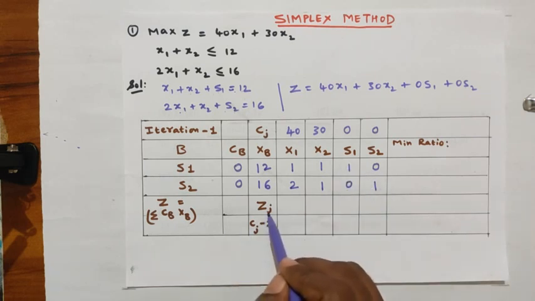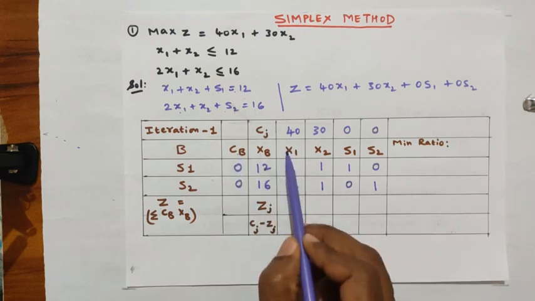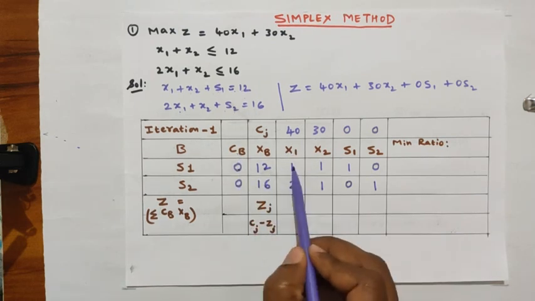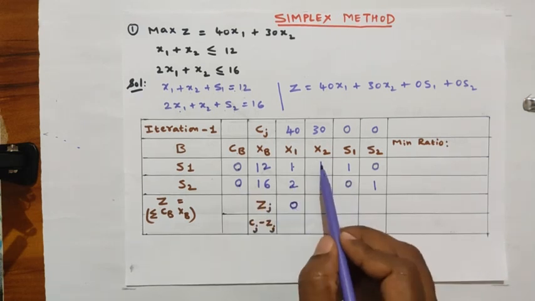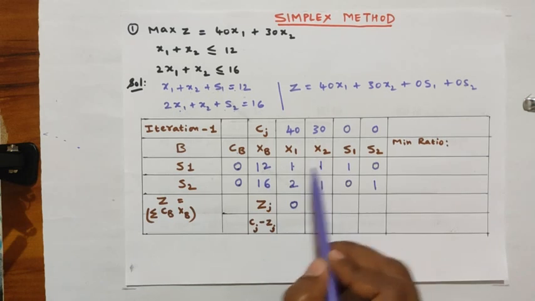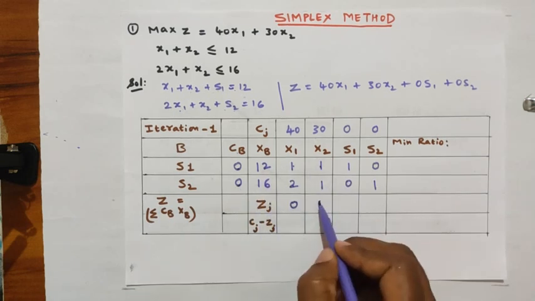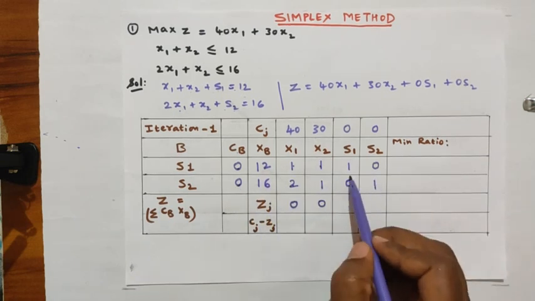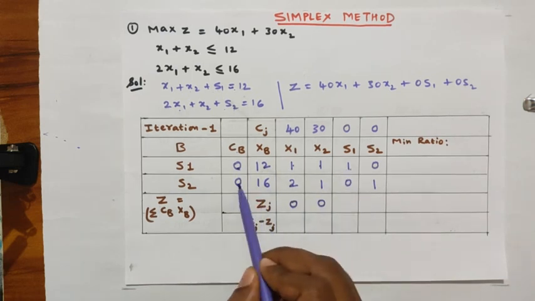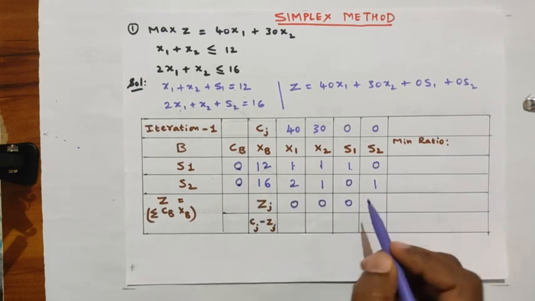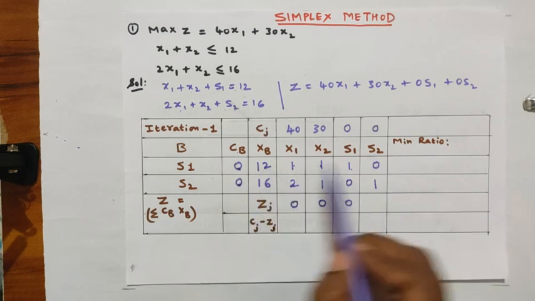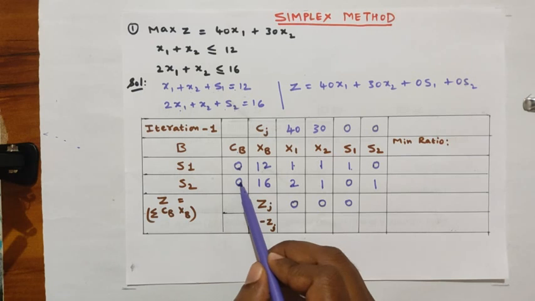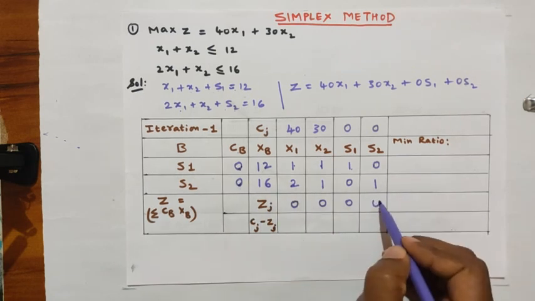And here zj is there. Zj means it is the product of cb and the column. Here 0 into 1 plus 0 into 2, the answer is 0. Similarly, for the next column, 0 into 1 plus 0 into 1, here also the answer is 0. For S1 column, 0 into 1 plus 0 into 0 is 0. Whichever we multiply with 0, we will get 0. Similarly, for S2, 0 into 0 is 0 plus 0 into 1 is 0, we will get 0.